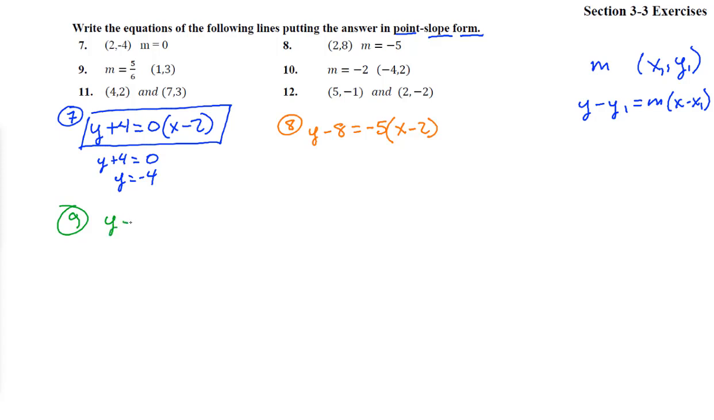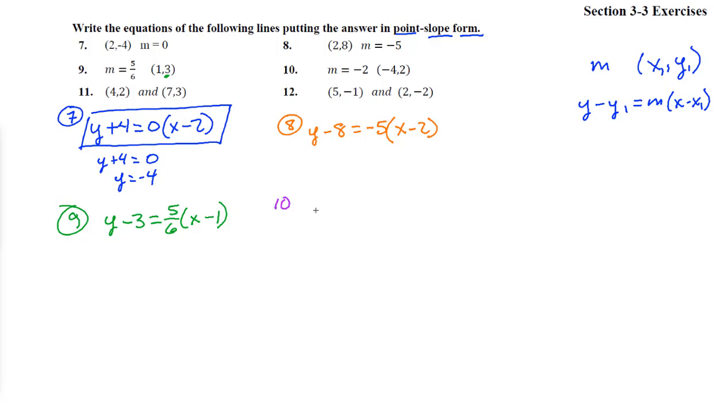y minus 3, so y minus y1 equals m, 5/6, x minus x1. So that's a 1 right there. Excellent. Number 10.